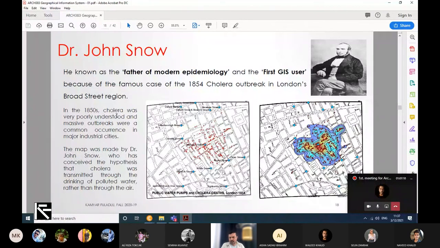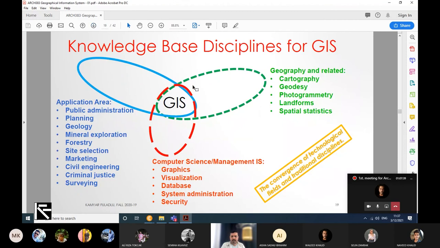So John Snow, as I told you, is the first GIS user in my opinion, and he is known as the father of modern epidemiology. I think we have a John Snow somewhere else, because sometimes my students tell me it is in a game or something, I'm not sure. But John Snow did this process through GIS. We have other applications as a knowledge base for GIS.